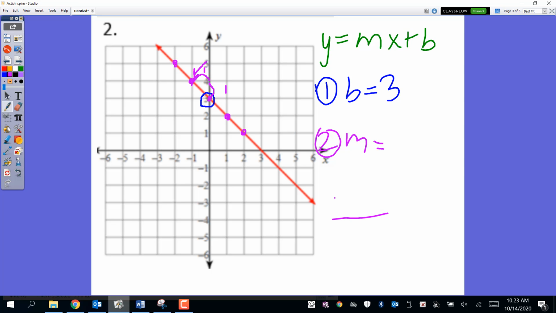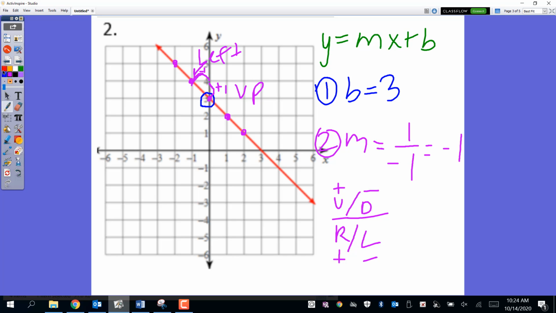Okay. So we know up or down, right or left. Up is positive, down's negative, right's positive, left's negative. So I said I went up 1, means that's positive 1. I went to the left 1, that means it's negative. I don't know if that just showed up, but that's a negative 1. So in my slope, I have positive 1 over negative 1. I would type that in Desmos, and Desmos would tell me that that's negative 1.